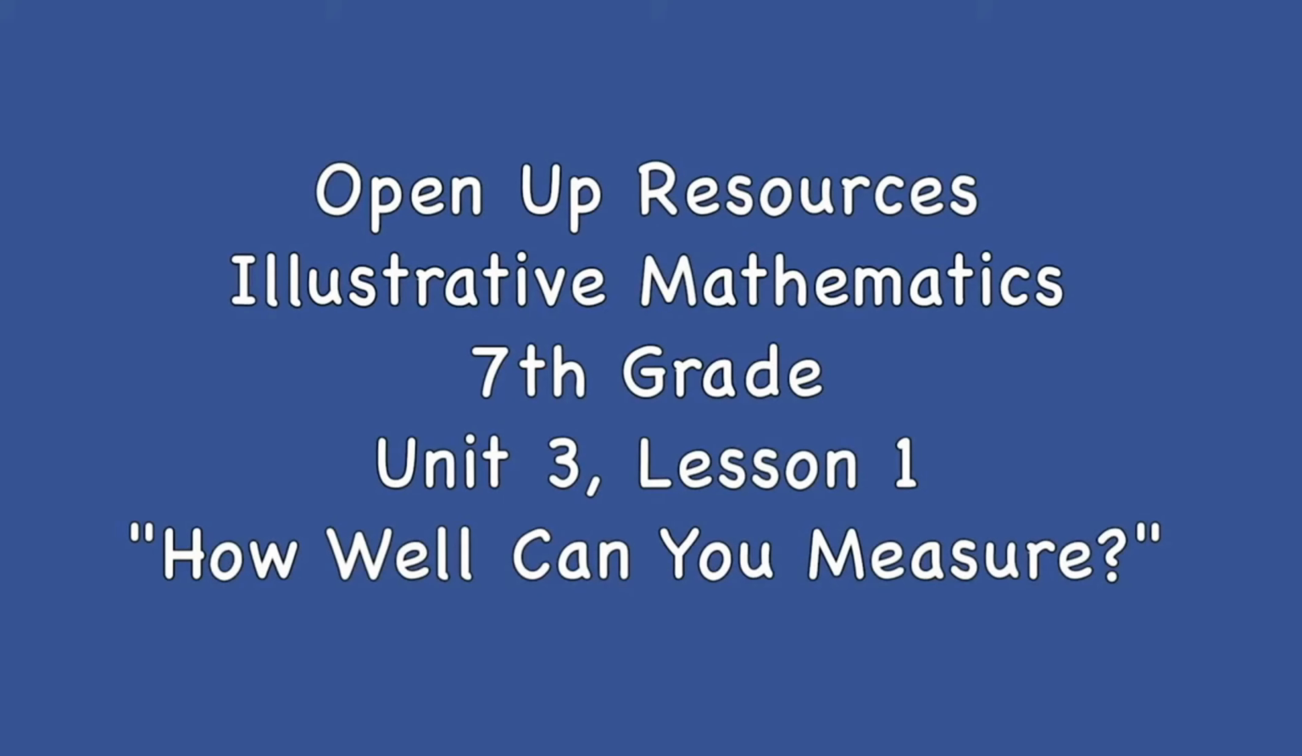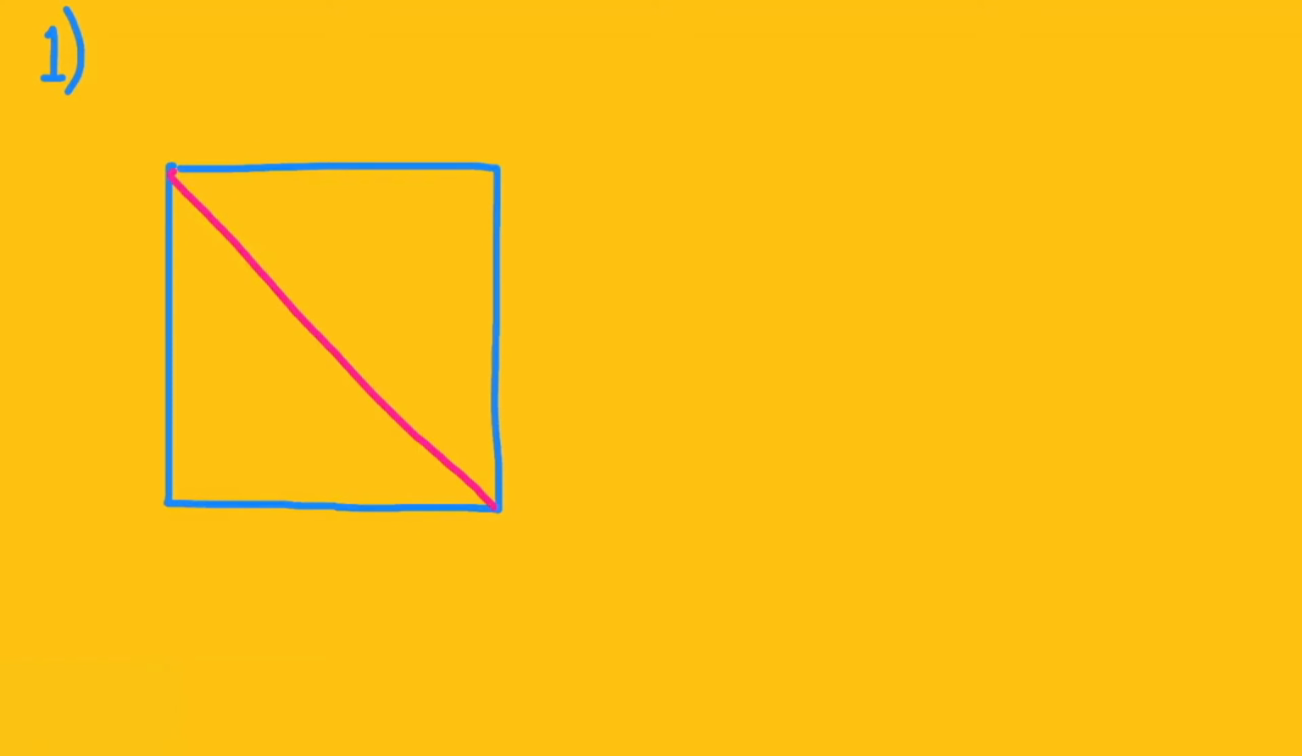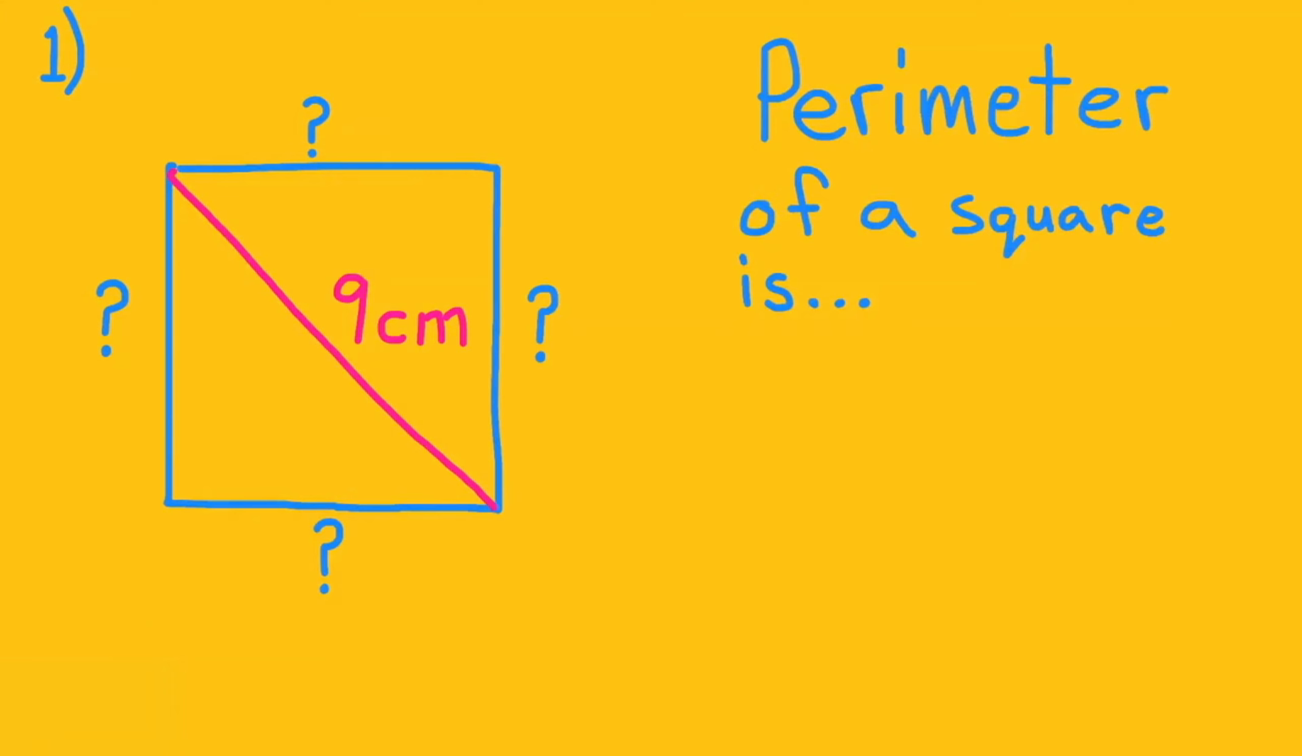Open Up Resources, Illustrative Mathematics, 7th grade, Unit 3, Lesson 1. For problem number 1, the question is, how long are the side lengths of a square that has a diagonal of 9 centimeters? One thing you should know is the perimeter of a square is approximately 2.8 times its diagonal.